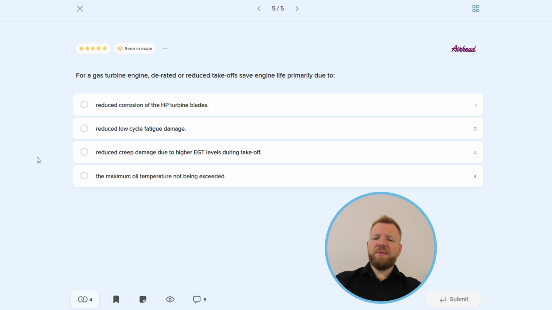Now, in contrast with the derated method, in the flex thrust, the full power is always available for the pilots by pushing the thrust levers to TOGA. And both of these methods reduce engine stress and increase engine life, effectively reducing maintenance costs and cases of fatigue damage at low cycle numbers. So answer number 2, reduced low cycle fatigue damage, will be correct.